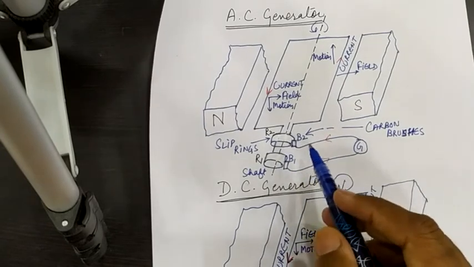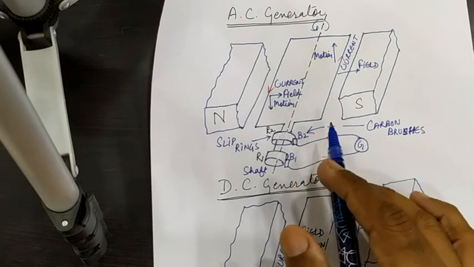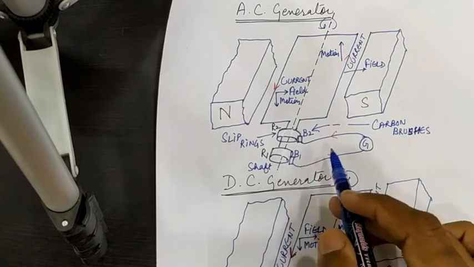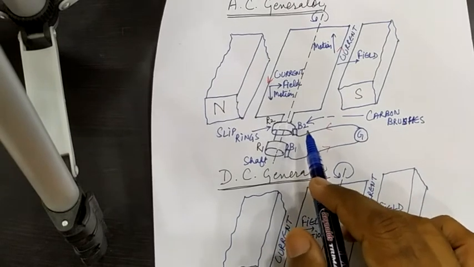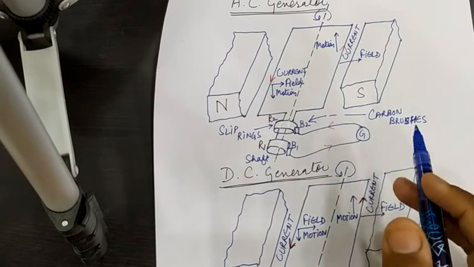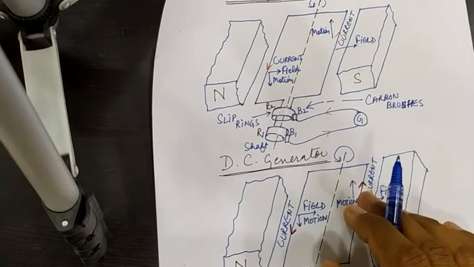Since the direction of the induced current in the coil is reversed after half a revolution, the polarity of the two ends of the coil changes after half a revolution. The end which was positive in the first half revolution will become negative in the second half, and the same happens in both cases. So it's very, very simple.